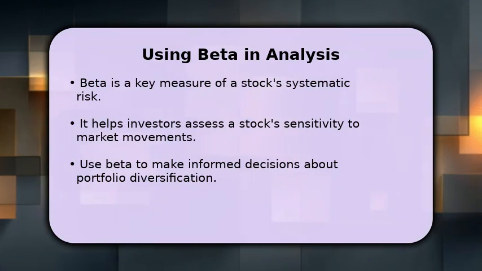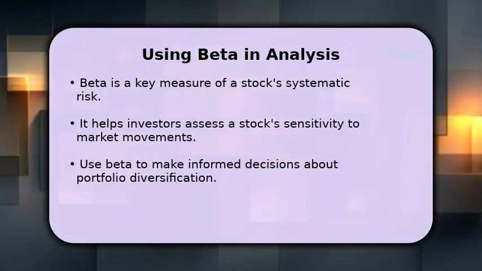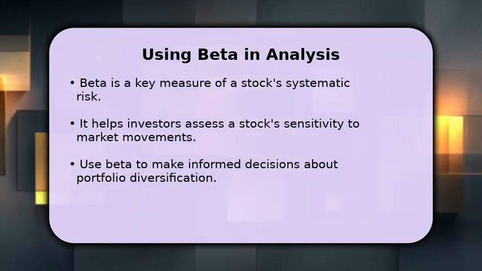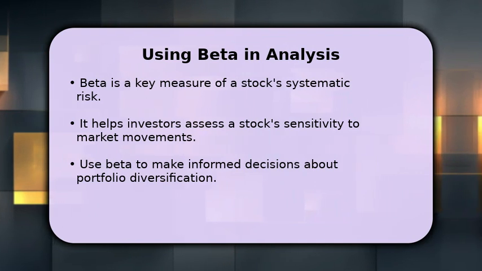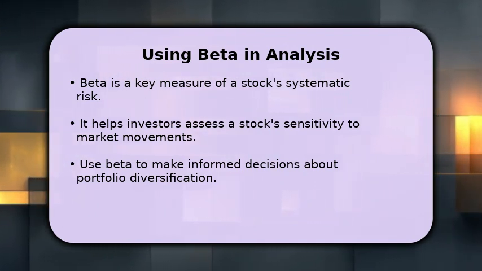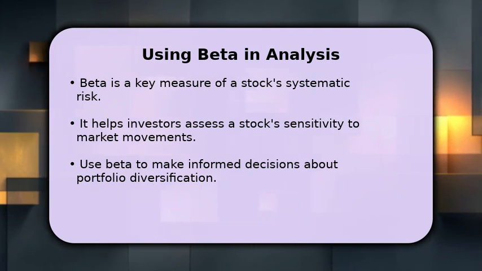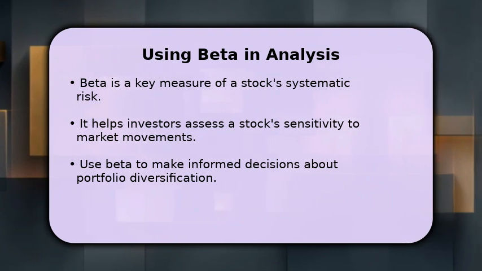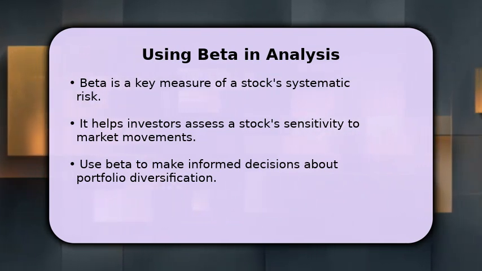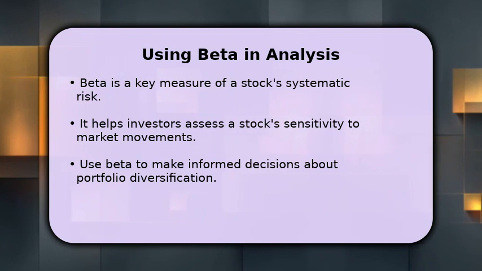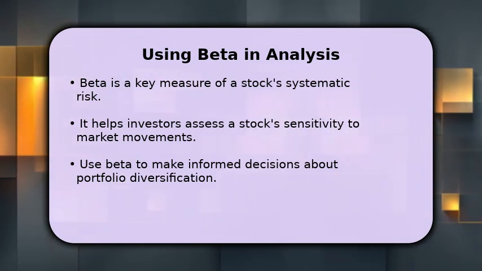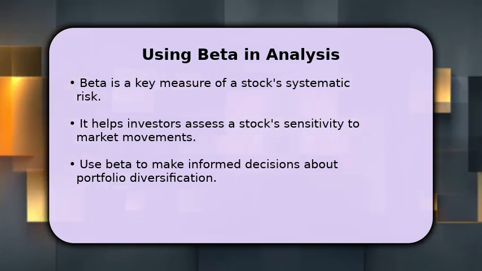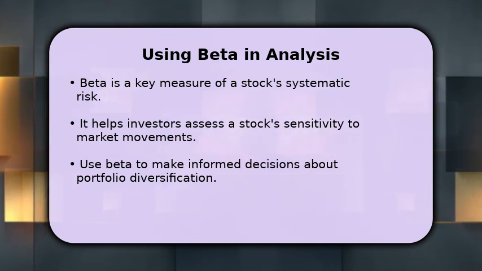Beta is a powerful tool for assessing a stock's systematic risk, which is the risk inherent to the entire market. By understanding a stock's beta, you can gauge its sensitivity to overall market fluctuations. This information is invaluable when you are building or adjusting your investment portfolio. It helps you diversify effectively and make more informed decisions about which stocks align with your risk tolerance and investment goals.